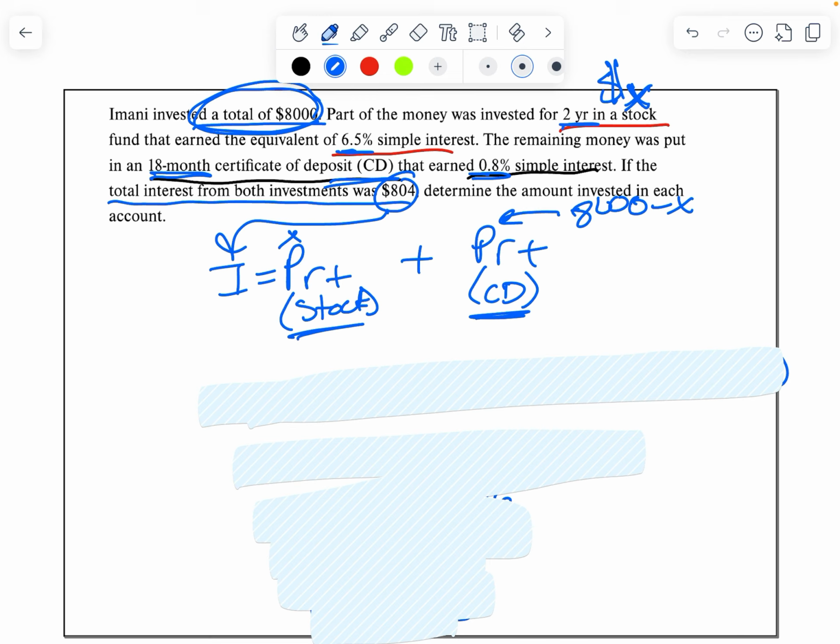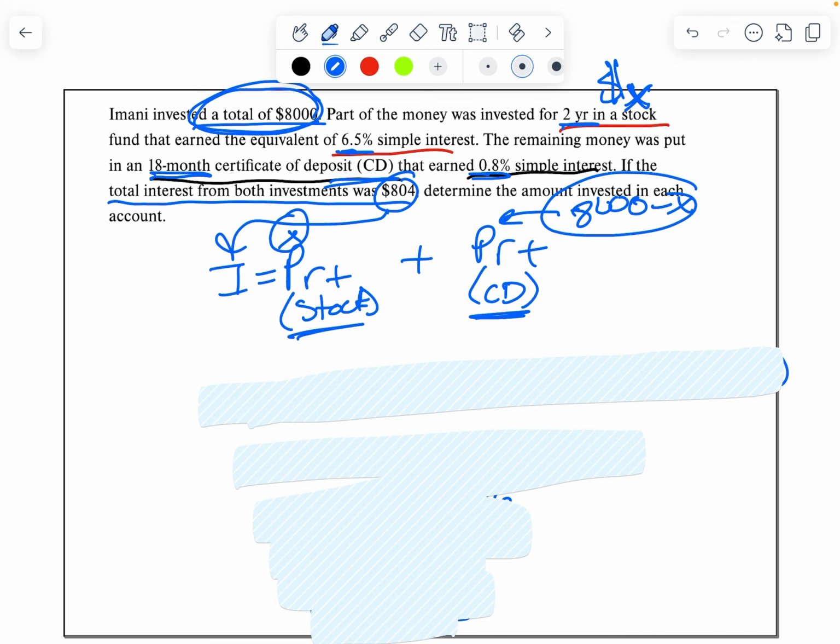If you invested $2,000 here, this must be 6,000, right? It's 8,000 minus that 2,000. If you invested 4,000 here, this must be 4,000 because it's 8,000 minus 4,000. If we have to have 8,000 total, whatever we invested here, this is 8,000 minus that value.